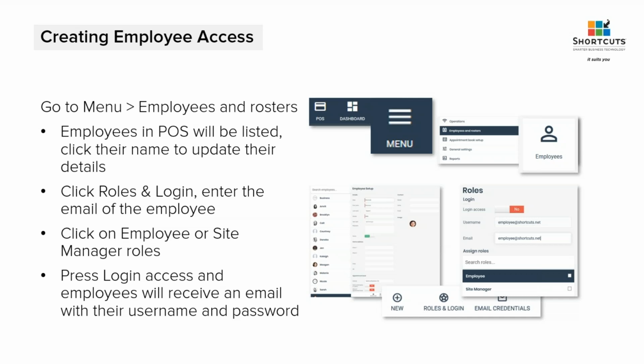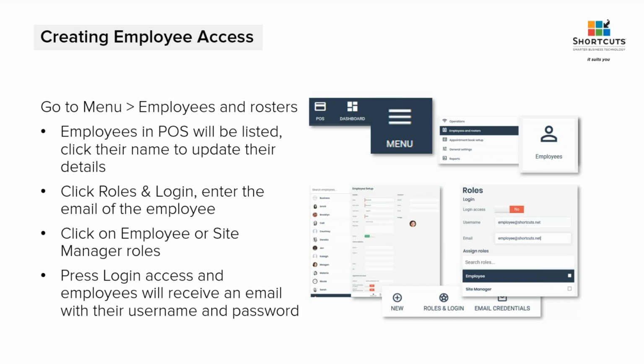But if you want to bypass that directly, if you're already in the cloud and you just want to give your staff, your team members permission to access the cloud, then at the very top of the screen, you're going to go to your menu button, and then you're going to go to employees and rosters. So hopefully all of your staff members are already in your Shortcuts point of sale system.